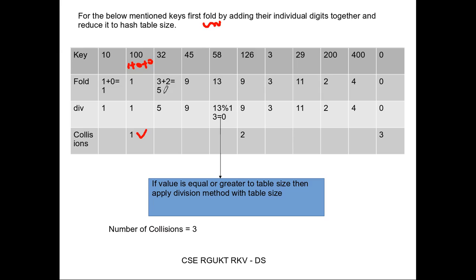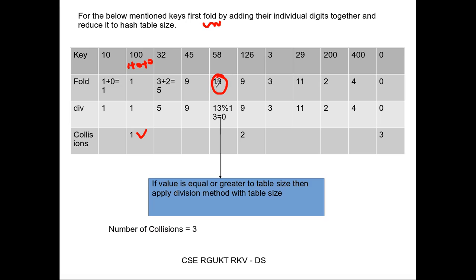32: 3 plus 2 is 5, at index 5 it gets stored. 45: 4 plus 5 is 9, at index 9. Then you have 58: 5 plus 8 is 13, and the size of the table is also 13, so it is not less than the size, so what you do is you apply 13 modulus 13, which is 0, and at index 0 you store the element.